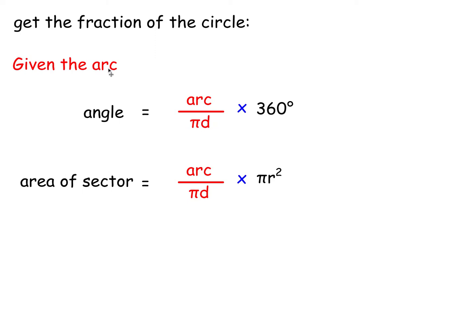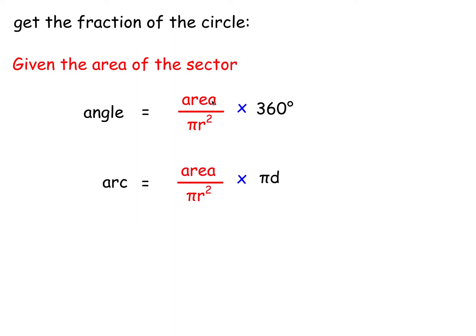If you're told the arc length, so if the arc length is the information you're given in the question, put that arc length over pi d, and that tells you the fraction you've got of the circle. And then you simply get that fraction of 360 degrees if you want to work out the angle, or that fraction of pi r squared if you want the area. So to get the fraction, you need information in the question. If you're told the area, make that as a fraction of pi r squared. Then get that fraction of 360 degrees if you want the angle, or that fraction of pi d if you want the arc. So the key thing is to get the fractions.